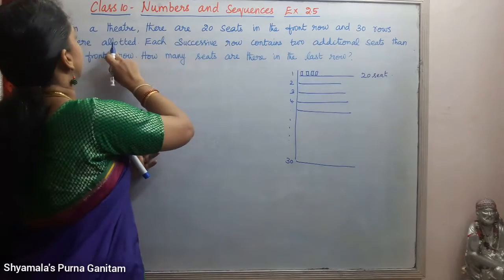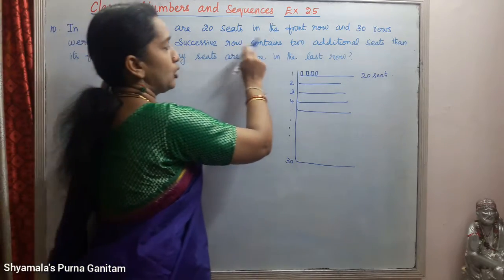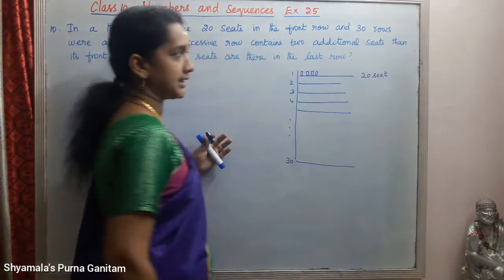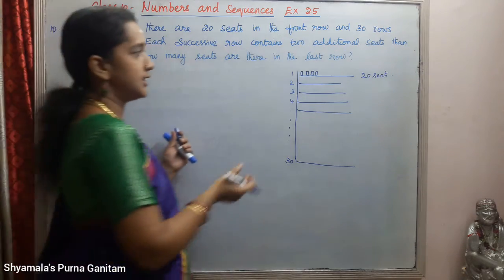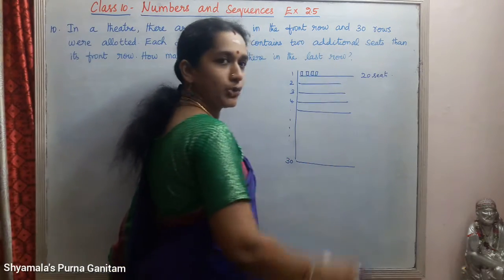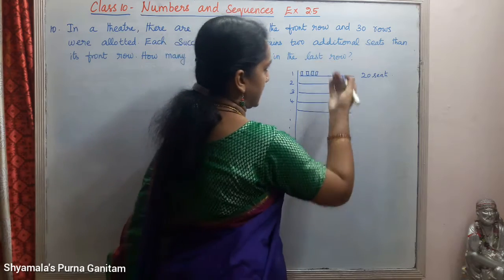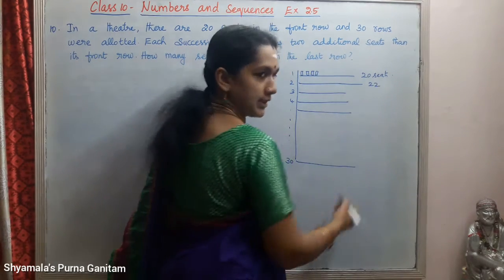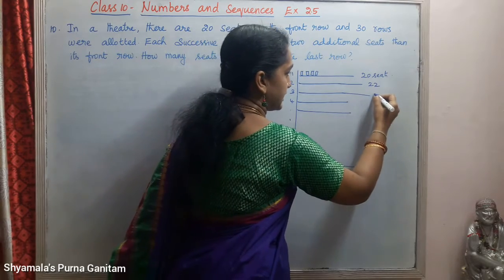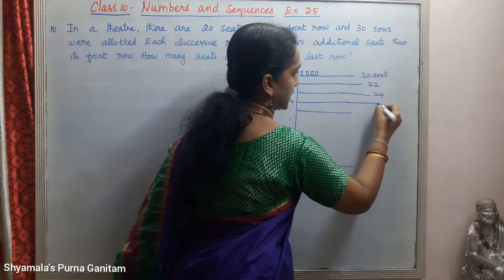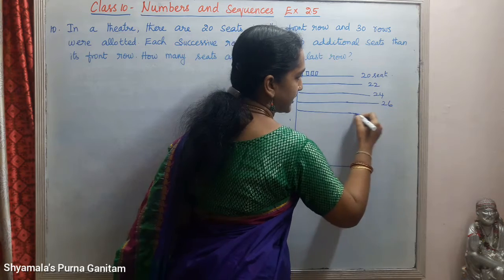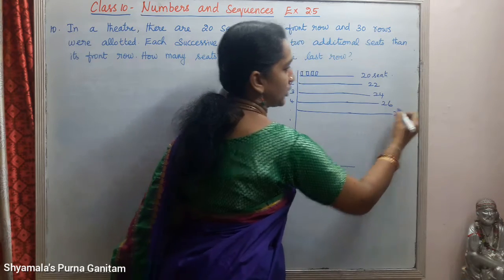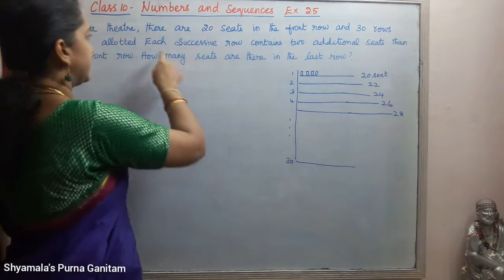Each successive row contains 2 additional seats than the front row. So here it starts with 20 seats. So the next row contains 22 seats. Then next row contains 24 seats. Then next one is 26 seats. Then next one is 28 seats. That is the thing given.